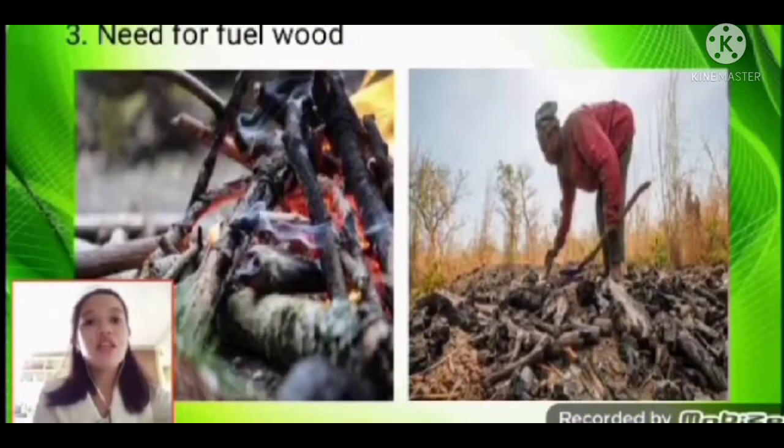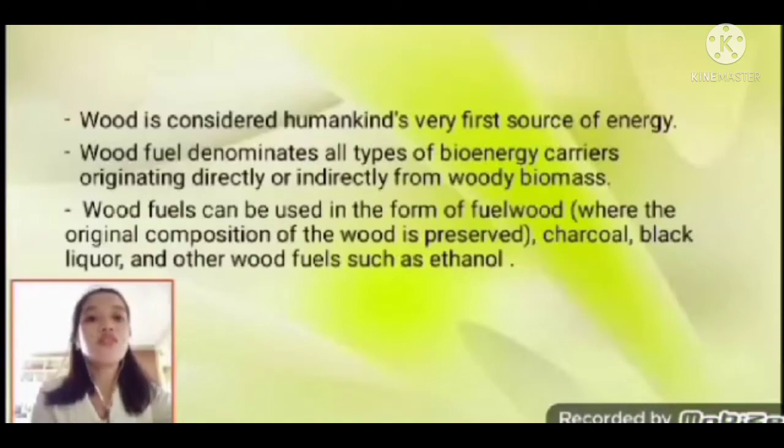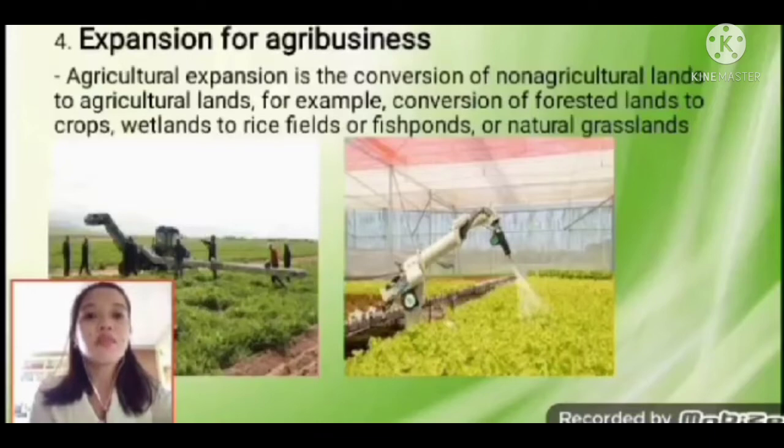Number 3. Need for fuel wood. Wood is considered humankind's very first source of energy. Wood fuel denominates all types of bioenergy carriers originating directly or indirectly from woody biomass. Wood fuels can be used in the form of fuel wood, where the original composition of the wood is preserved, charcoal, black liquor, and other wood fuels such as ethanol.